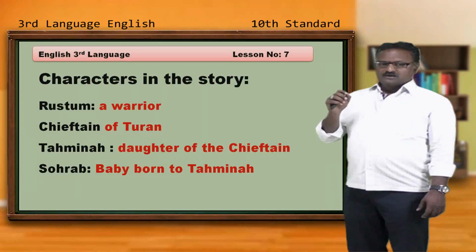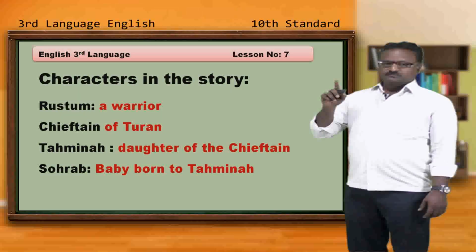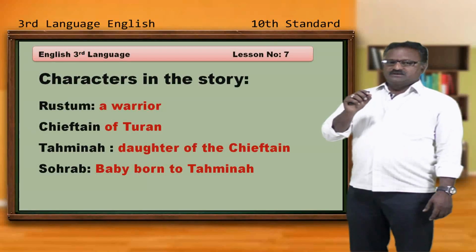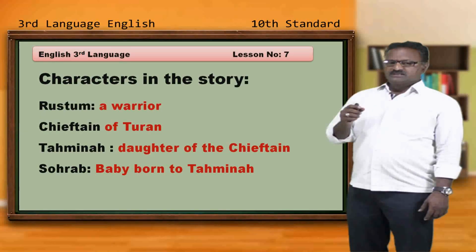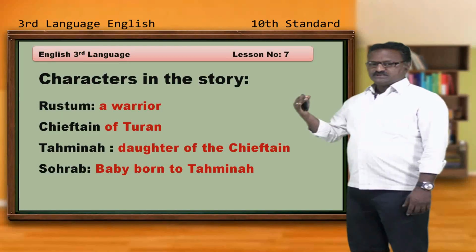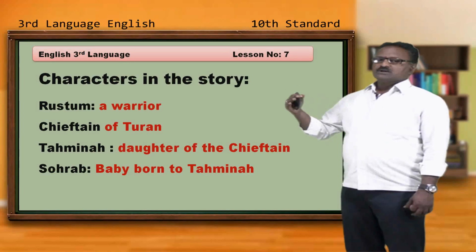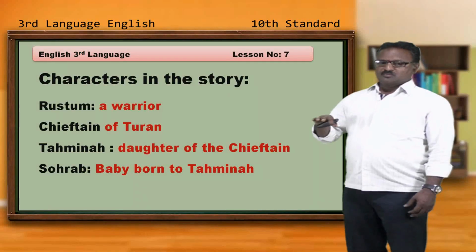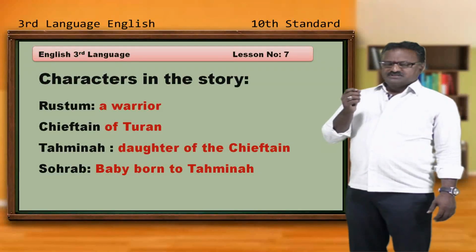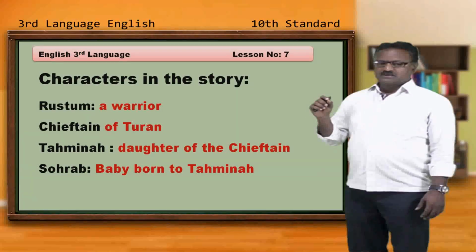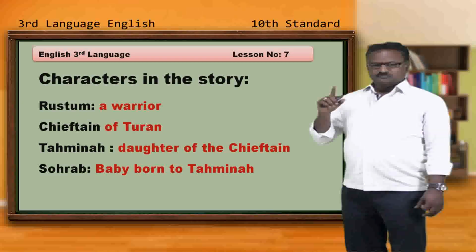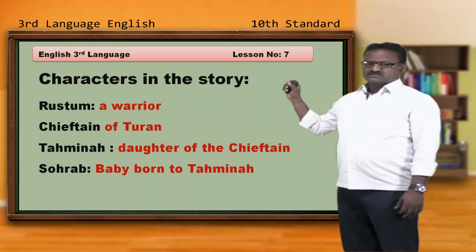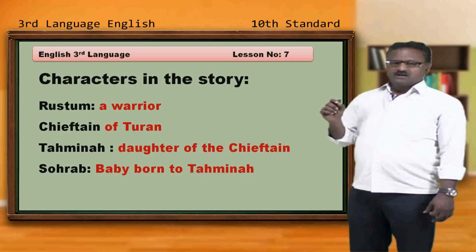One is Rustum, a Persian warrior. Second one, chieftain of Turana. Turana was a place, it was a kingdom, and for that kingdom there was a king, and he was chieftain of Turana. The third one is Tahamina. Tahamina was the daughter of this kingdom of Turana. She was a princess. And the fourth character is SOHRAB. In the beginning of the story, SOHRAB was a small child, an infant, and he was the only son of Tahamina. So Tahamina was the daughter of the chieftain of Turana, and Tahamina's son was SOHRAB. So these are the four important characters: Rustum, chieftain of Turana, Tahamina, and SOHRAB.